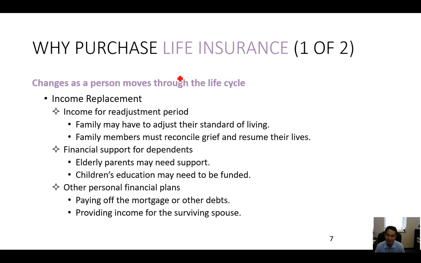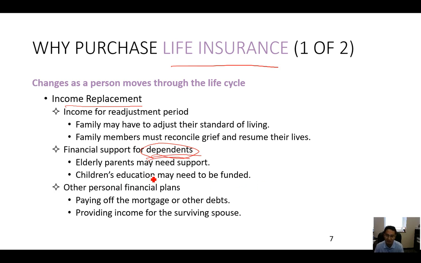Why purchase life insurance? Income replacement. The family must adjust its standard of living if you don't have income. However, if you provide them with life insurance proceeds, they can keep their lifestyle. It also provides financial support for dependents. This is the main reason why people buy life insurance, guys. Dependents. It's pretty straightforward.